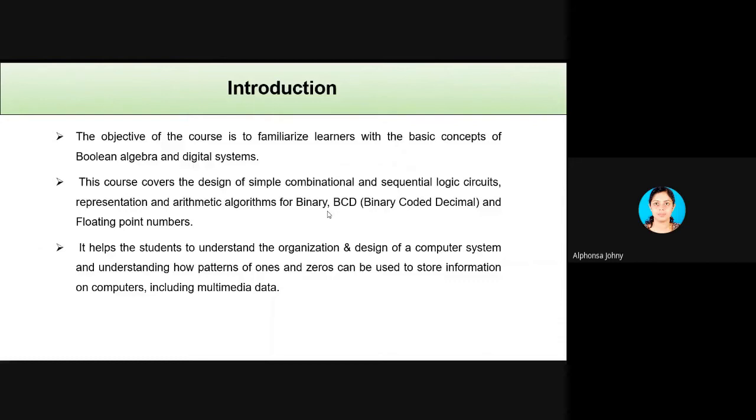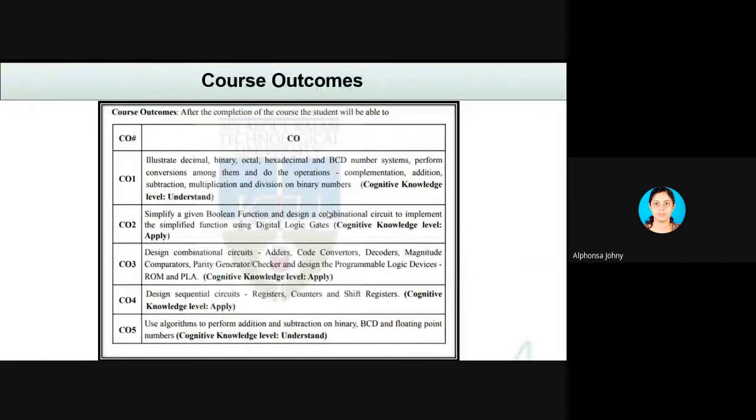After completing this course, the students will be able to understand the organization and design of a computer system and understanding how patterns of ones and zeros can be used to store information on computers, including multimedia data. These are the expected course outcome. There are 5 course outcomes. As course outcome 1, it is given that students must understand about number systems, different types of number system, conversion from one number system to another, and all. The K level for the same is K2 level or understand level.